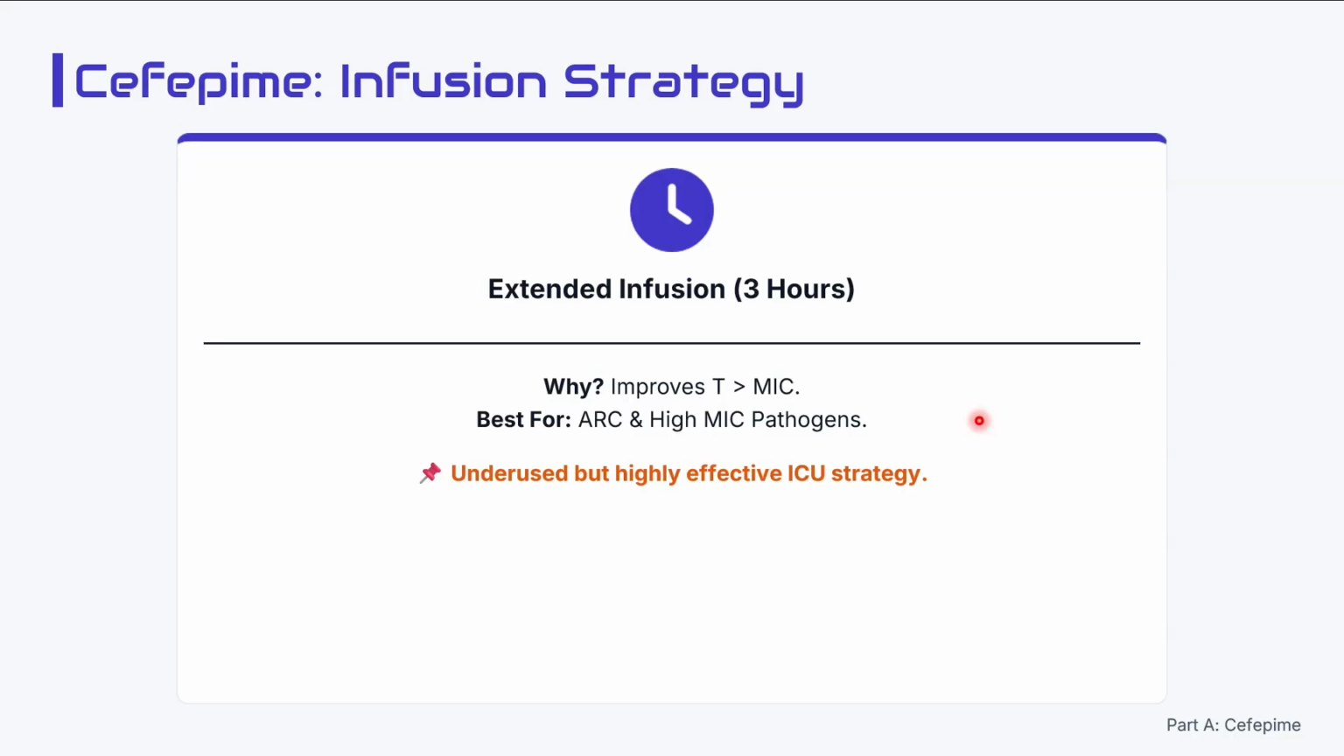So the infusion strategy, again, for most of the cephalosporin group of drugs, carbapenems, piperacillin and tazobactam, we advise an extended infusion over 3 hours. Why? Because it improves the time in range above the minimum inhibitory concentration. It is best used for augmented renal clearance patients and high MIC pathogens. It is underused, but it's a highly effective ICU strategy.